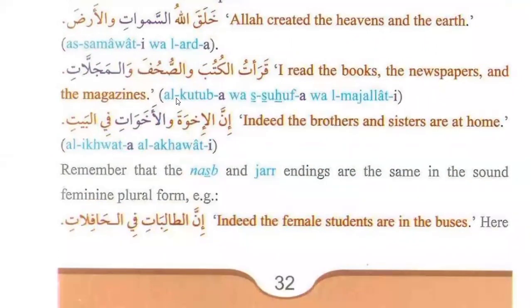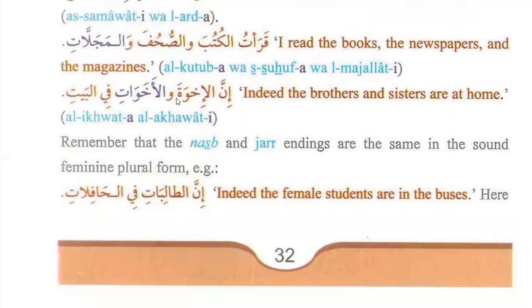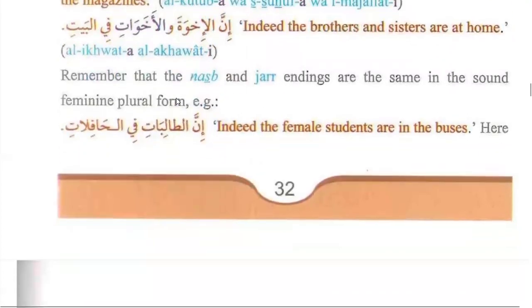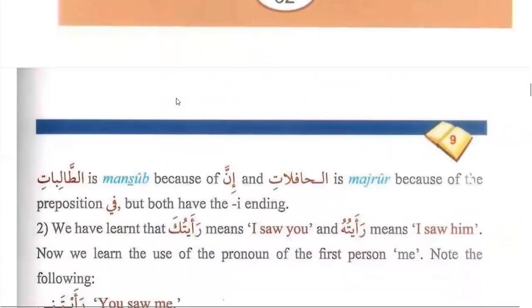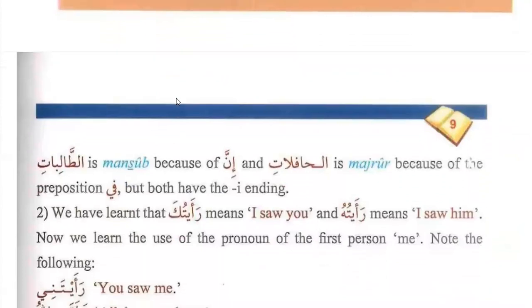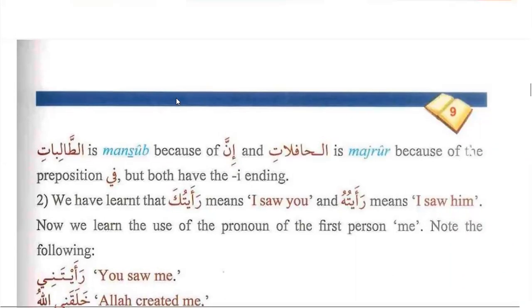Remember that the nasab and jar endings are the same in the sound feminine plural form. Example, innat talibati fil hafilati. Indeed, the female students are in the bus. Here, at-talibati is mansub because of inna. And al-hafilati is majrur because of the preposition fi. But both have the ending kasrah.